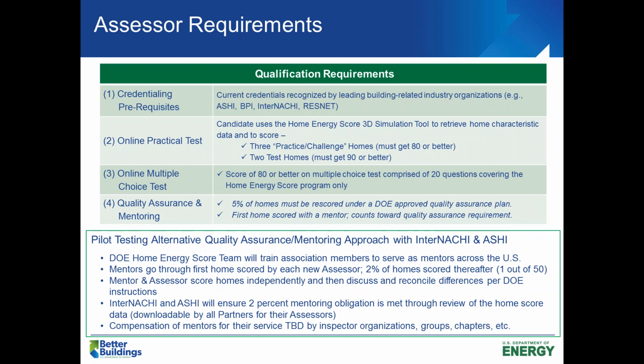And then those members would serve as mentors, and then you would work out locally how you would pay the mentor. That's not something DOE would get involved in. But we're going to move towards like 2%. So every time you get to 50 homes, you'd have to have the mentor go through it with you again. And the idea is that you would score them independently, going through it at the same time, just doing it separately, then talk through it at the end.